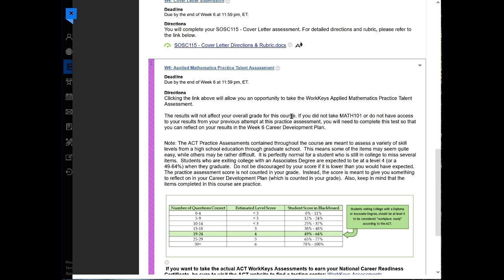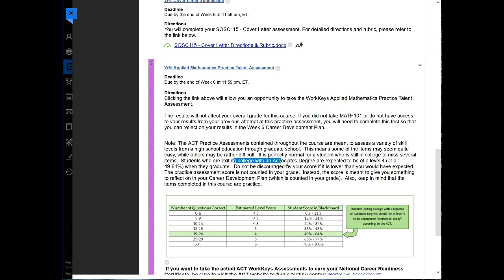This is only an assessment. It is not a test. The results of this assessment will not affect your grade for this course. It has no effect on your grade whatsoever. All this is a measure to find out what level your math skills are.